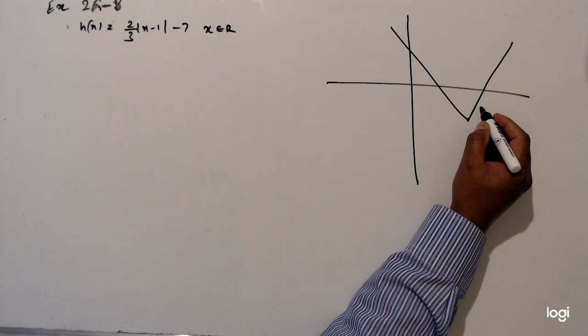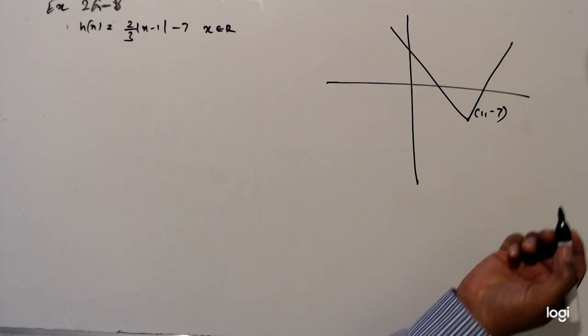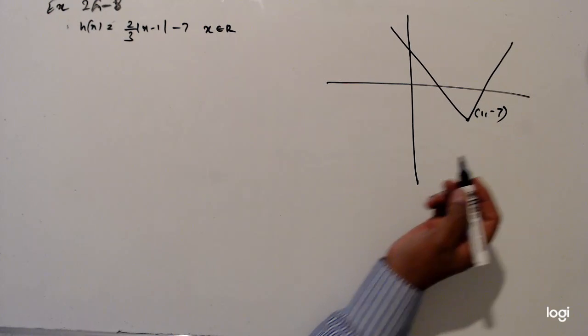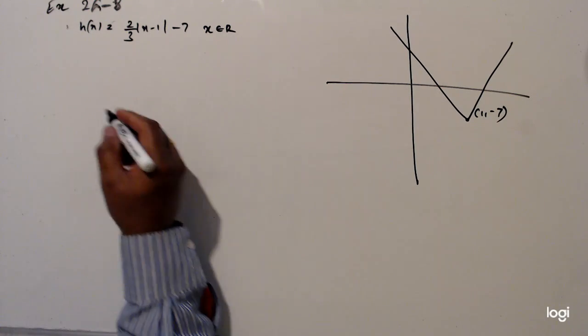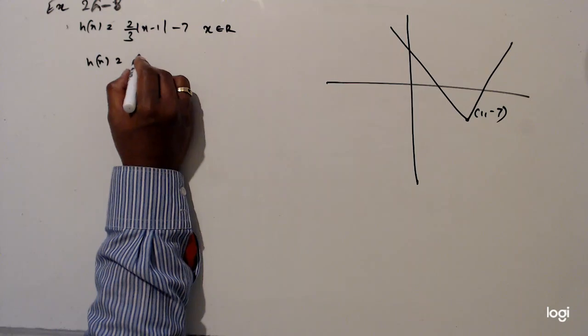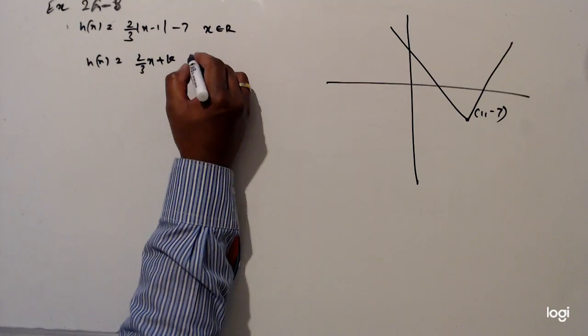This is 1 and minus 7. And we want to find the equation h(x) equals 2/3 x plus k has no solution.